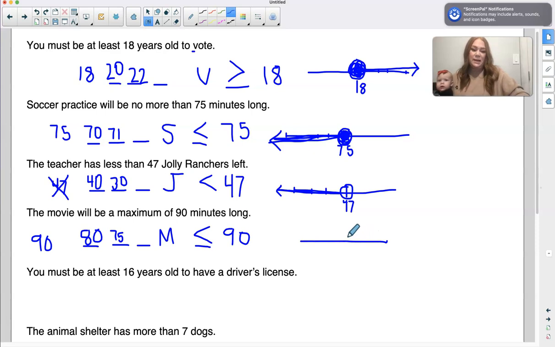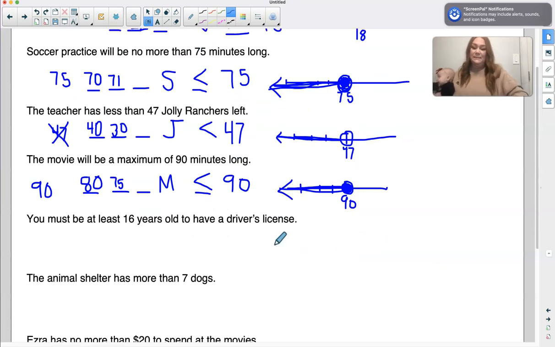So on our number line, we're going to put 90. And we are going to circle the 90. And we're going to fill it in because it could equal it. It's grabbing it. It's filling it in with that fist. Grab it, right? Boom, filled in. And we said it could be 80, 75. Maybe you said you could go to a 30-minute movie. And so I draw my line and my arrow to show that it's anything less than or equal to 90.